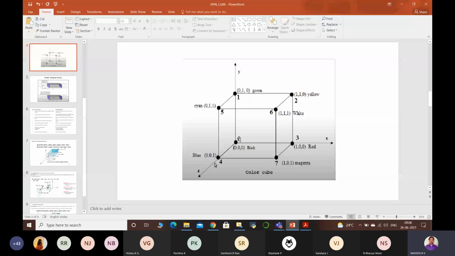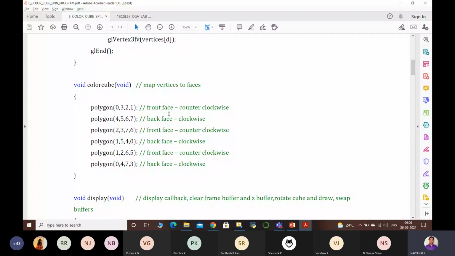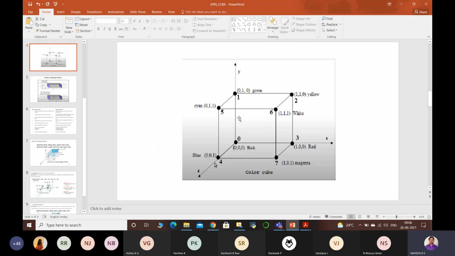0, 3, 2, 1. So this face. Like this we have all the 6 faces here. Front face, back face, front face counterclockwise, back face clockwise, front face counterclockwise. This direction they have mentioned. If you are unable to understand by looking at this, you can easily understand. Just take this point and identify it here so that you will get the face, how it will be.